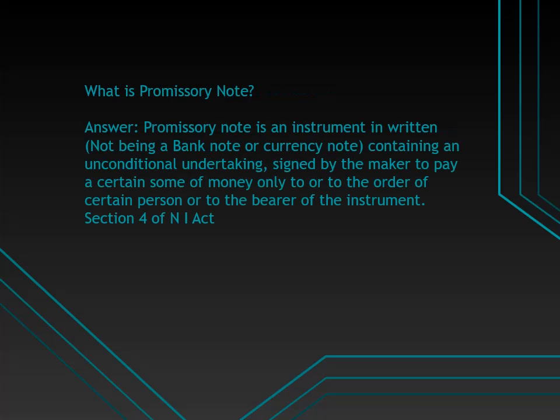What is a promissory note? Answer, a promissory note is an instrument in writing, not being a bank note or currency note, containing an unconditional undertaking, signed by the maker to pay a certain sum of money only to or to the order of a certain person or to the bearer of the instrument. Section 4 of NI Act.